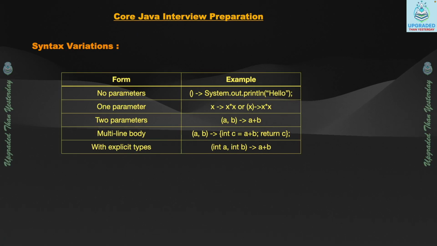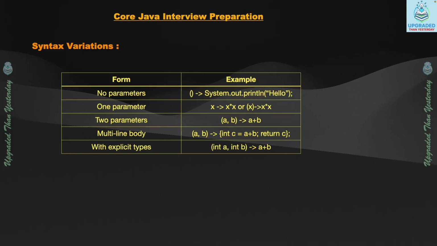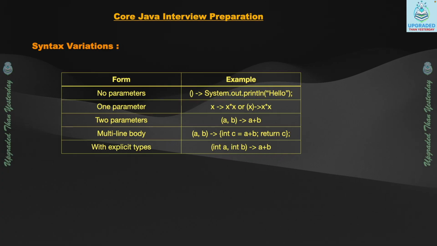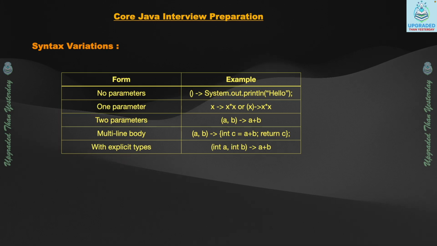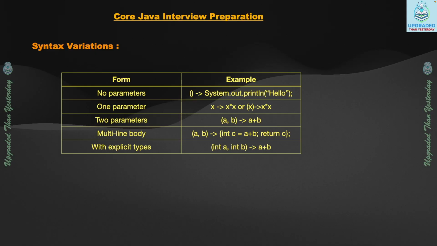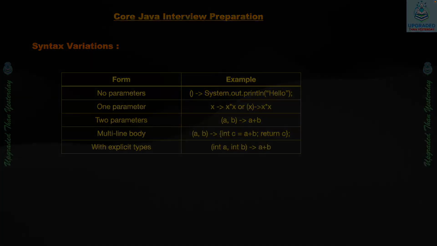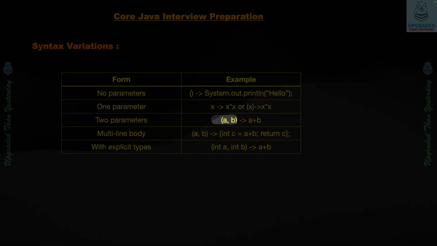Lambdas are flexible. Here are 5 common variations you should know. No parameter. If the functional method takes no argument, we use empty parenthesis, arrow, then body. Single parameter. For one argument, parentheses are optional. Multiple parameters. For two or more arguments, parentheses are mandatory, like (a, b) inside the bracket, this one.